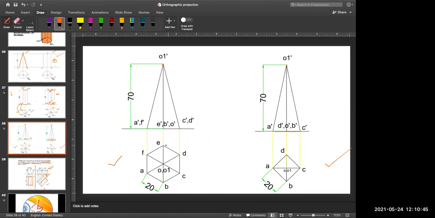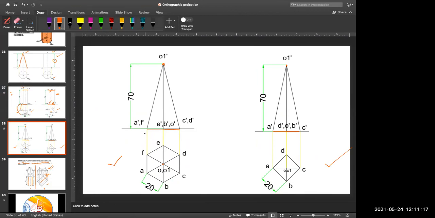Since this is a pyramid, first you have to draw a hexagon and connect all the vertices at the center. O is the center of the base hexagon, and O1 is the vertex at the top location at a height of 70 mm, because the axis height of this pyramid is given as 70. Now the corners are represented as A, B, C, D, E and F.